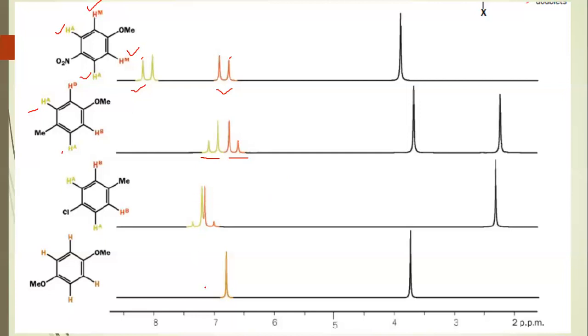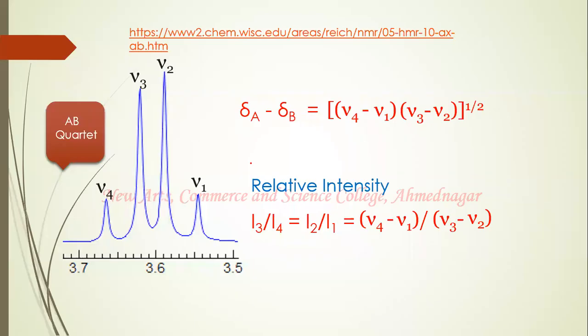And at one stage there will be no chemical shift difference between the protons, and the signals merge together and appear like a singlet. So this is how the difference in the chemical shift changes the appearance of the spectrum. So this is an example of an AB quartet.